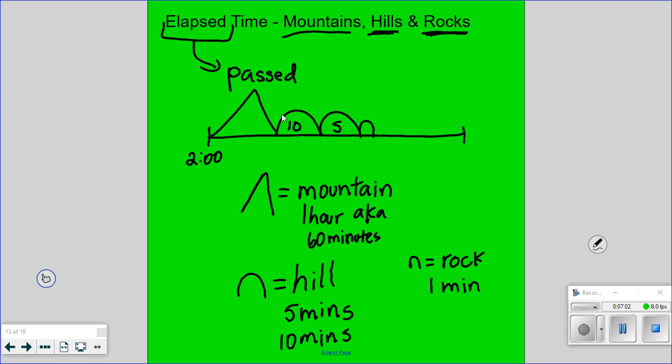We used some rocks yesterday when we were working on our last time because we had some weird increments of time. We had some 3 minutes, some 4 minutes, 17 minutes. We needed some smaller units to get there.